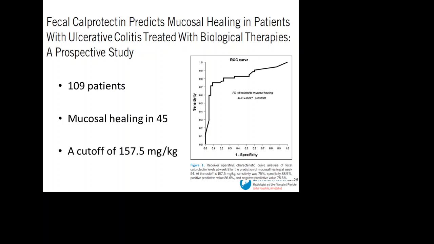Similar results are reported with ulcerative colitis. In this study, 109 patients, where mucosal healing was seen in 45 patients, a cutoff of 157 was used, and at a cutoff of 157, the AUROC turned out to be 0.82. So if a patient with ulcerative colitis achieves a fecal calprotectin level of less than 157, there is more likelihood of them developing mucosal healing.